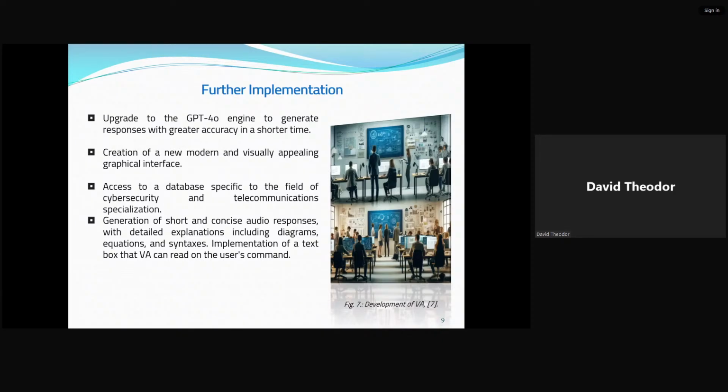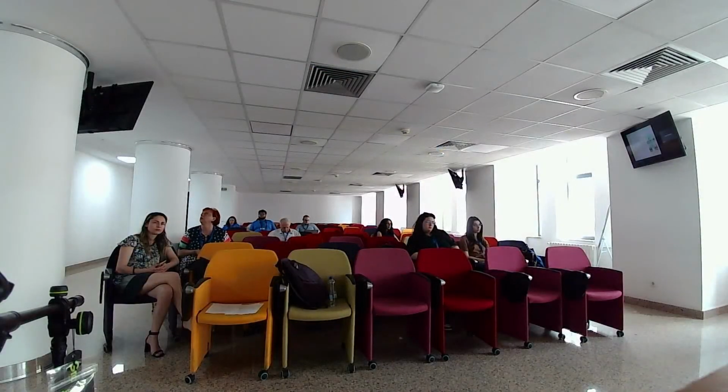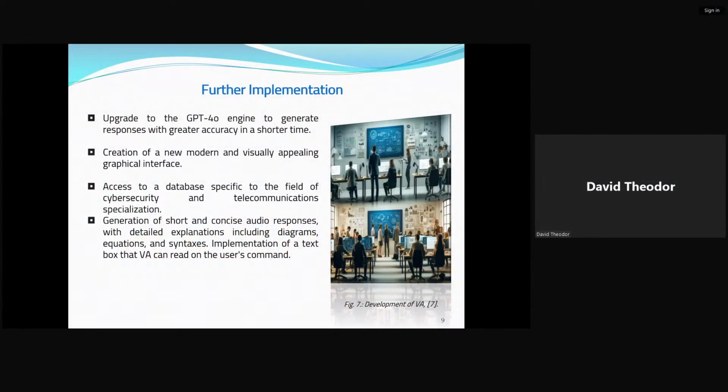And in order to have access to subjects and to materials that the response can be generated from, it will have access to a database specific to the fields of cybersecurity and telecommunications specialization for now, and with the possibility of extensions to different and other topics, other subjects, and other fields. And last but not least, the generation of short and concise audio responses with detailed explanations, including diagrams, equations, and syntaxes, implementation of a text box that the VA can read on the user's command.